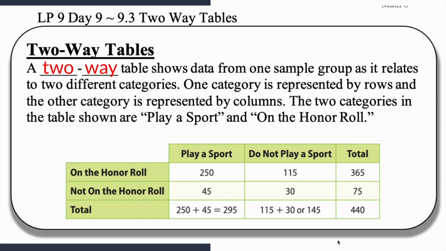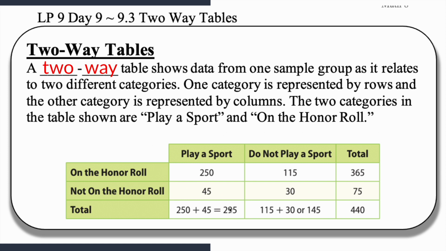So they've asked 440 people, do you play a sport and are you on the honor roll? 250 of these people said they play a sport and they're on the honor roll. 45 said they play a sport but are not on the honor roll. And then over here, 115 said they do not play a sport but they're still on the honor roll. And then they do not play a sport and they're not on the honor roll, that was 30. So then to get our totals, we would just add straight down: 250 plus 45, 295 students.